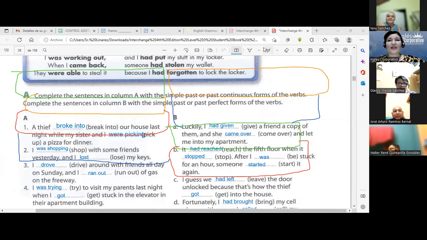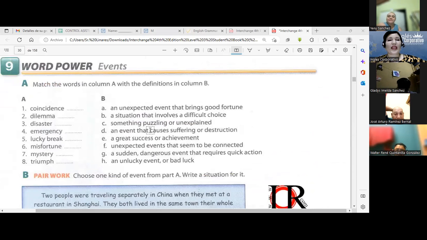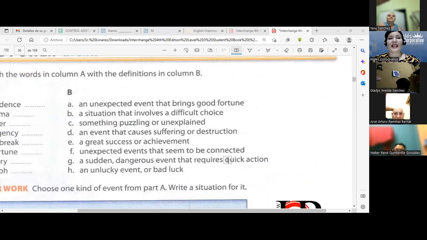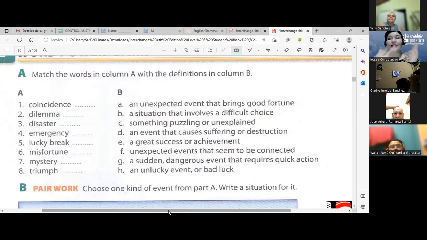Okay. So let me move on this one so we can keep on practicing. We have here a little paragraph after this one, and we have different events, right? In life, we have different situations. What is the meaning of coincidence, people? You have a lot of definitions there. You have 2, 4, 6, 8 definitions. What is a dilemma? What is a disaster? What is an emergency? What is a lucky break? What is a misfortune? What is a mystery? And what is a triumph, right? A triumph, triumph. That's a difficult word to pronounce.